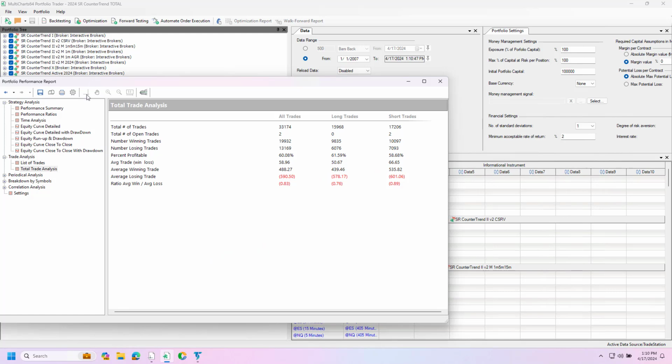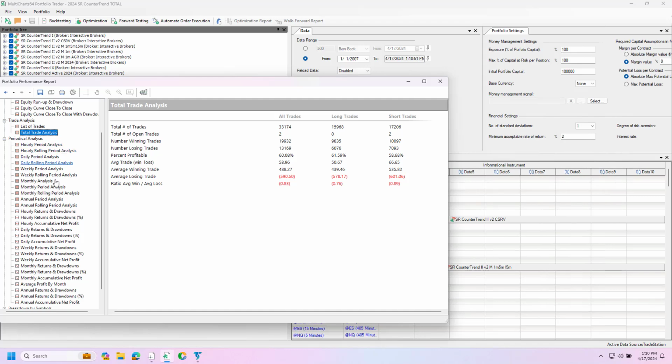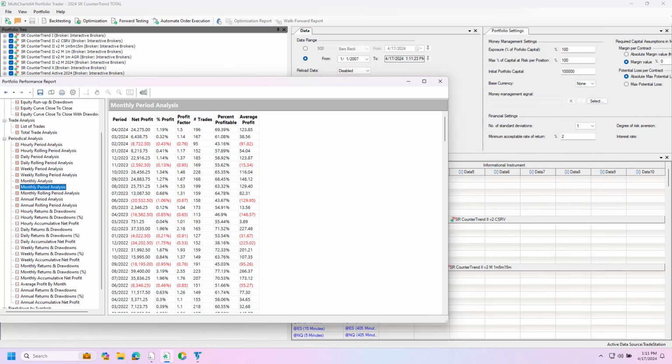And so let's look at the periodical analysis, the annual period analysis. Actually, first looking at the monthly. So we've anticipated this SR CounterTrend. It's having a big month. This month it's up 123.85 on the average trade profit, 24,275, 196 trades, and so you can see losing months have losing average trade profits, and so it goes in cycles, and you have losing months, you have winning months, historically speaking.